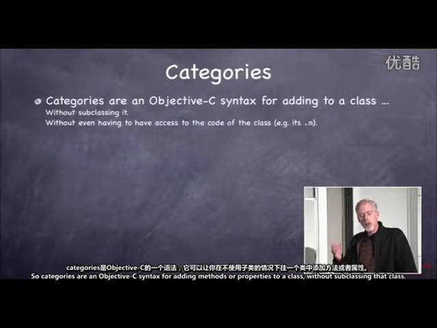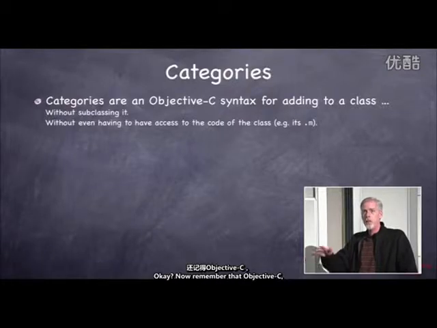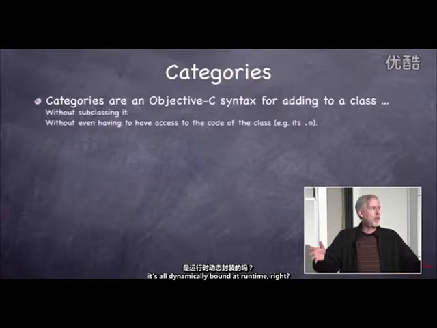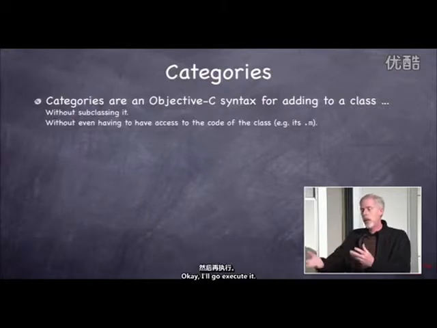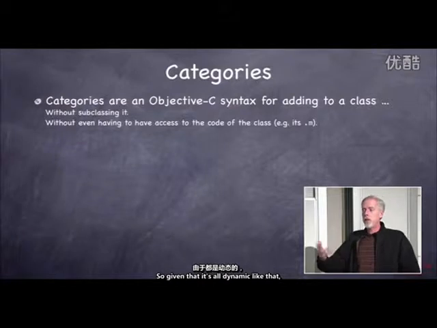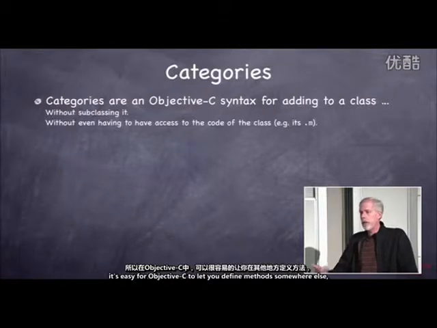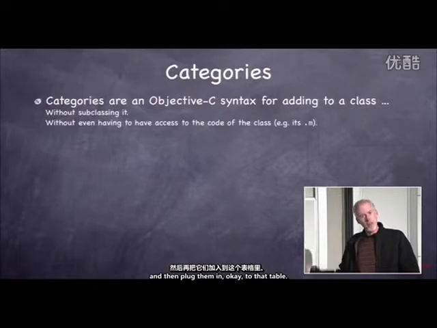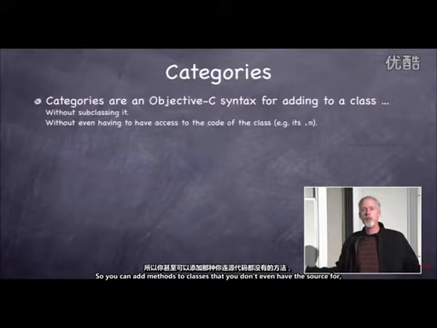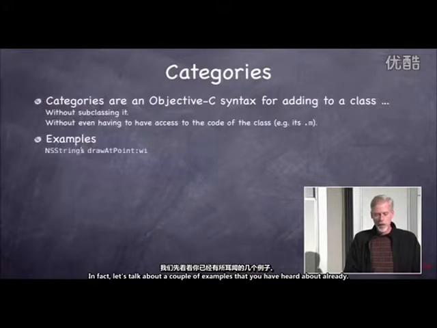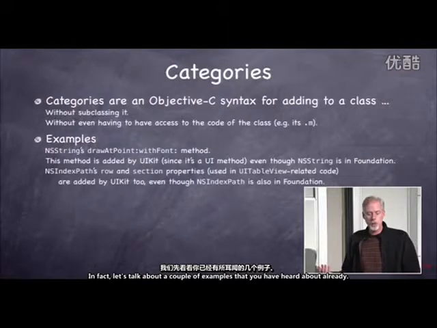So categories are an Objective-C syntax for adding methods or properties to a class without subclassing that class. Now remember that Objective-C is all dynamically bound at runtime, right? So when we send messages, it looks up in a table at runtime, oh, where's the method implementation for this thing? Okay, I'll go execute it. So given that it's all dynamic like that, it's easy for Objective-C to let you define methods somewhere else and then plug them in to that table. And that's basically the way it does. So you can add methods to classes that you don't even have the source for, or that are in completely different frameworks. In fact, let's talk about a couple of examples that you have heard about already.